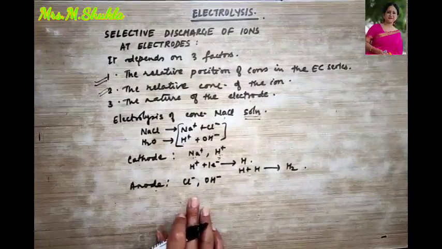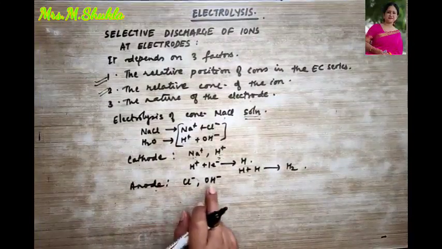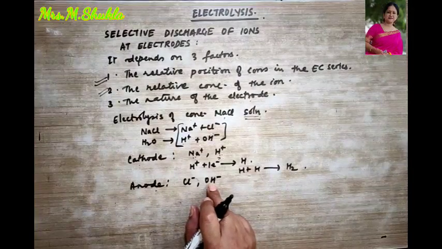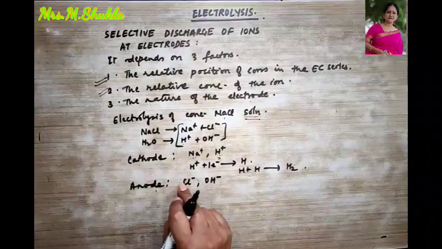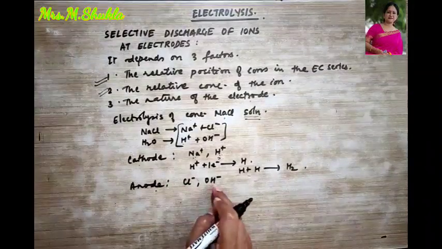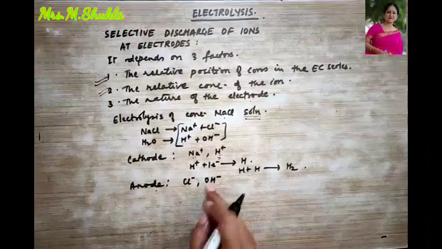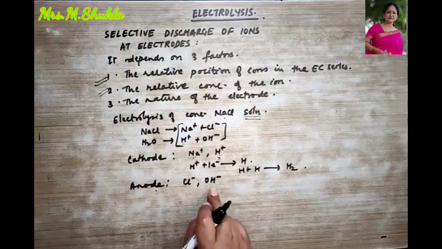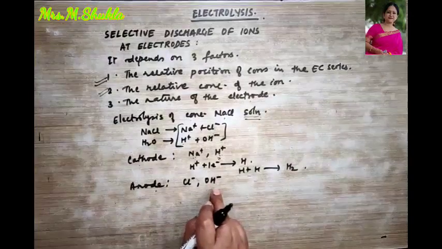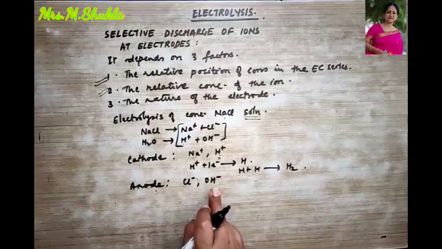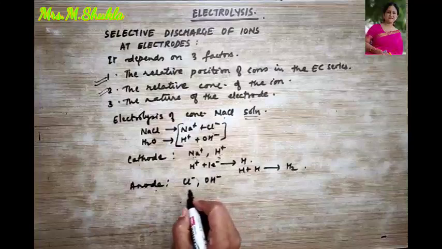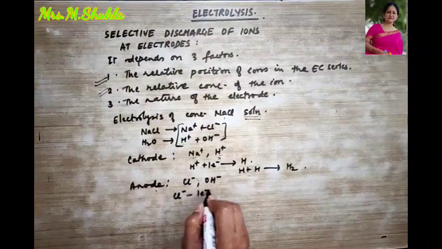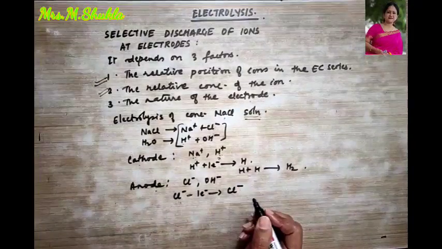Now let's talk about the anode. Both chloride and OH- migrate to the anode, but the concentration of chloride is much higher than that of the hydroxyl ion. Hence chlorine is discharged, although OH- has a lower position in the electrochemical series. Remember that. So who is going to get discharged here? Chloride will lose one electron and become Cl.